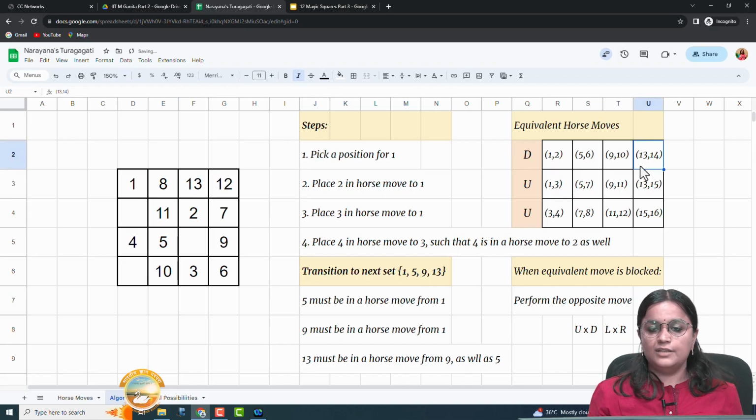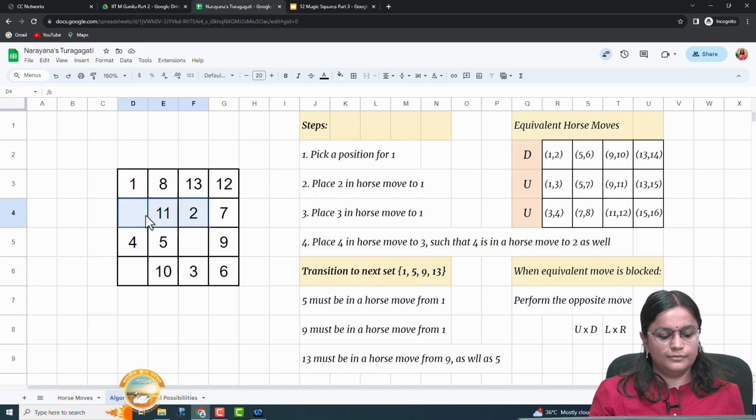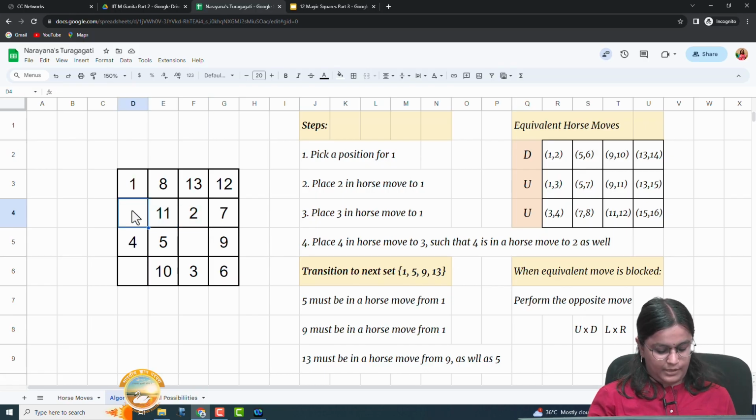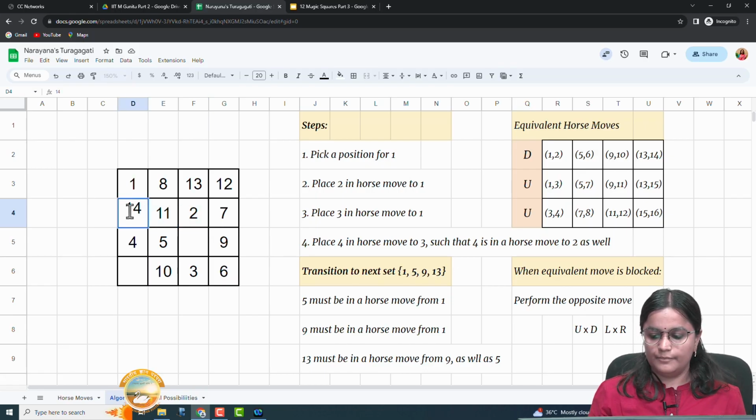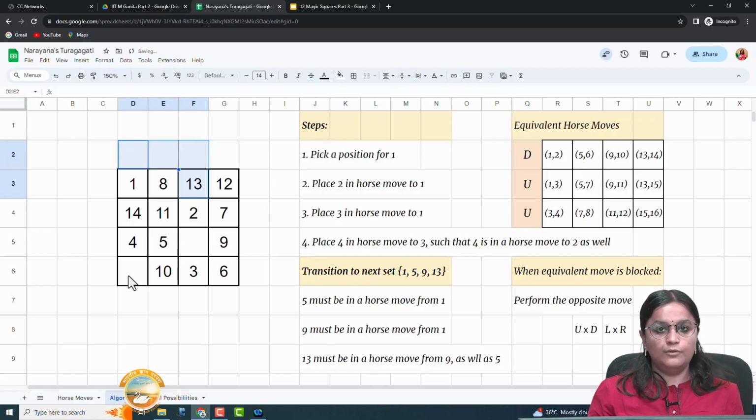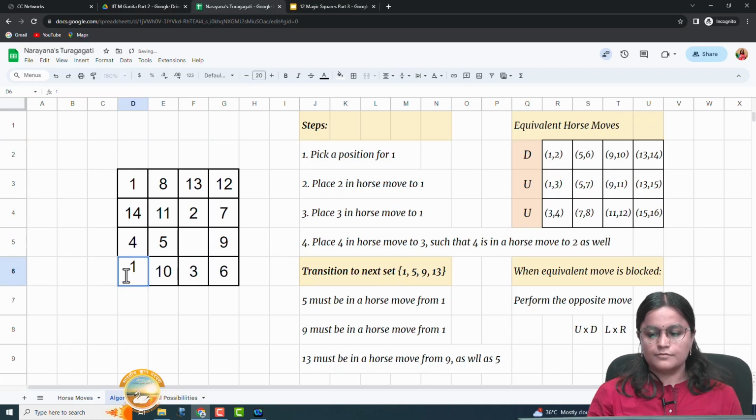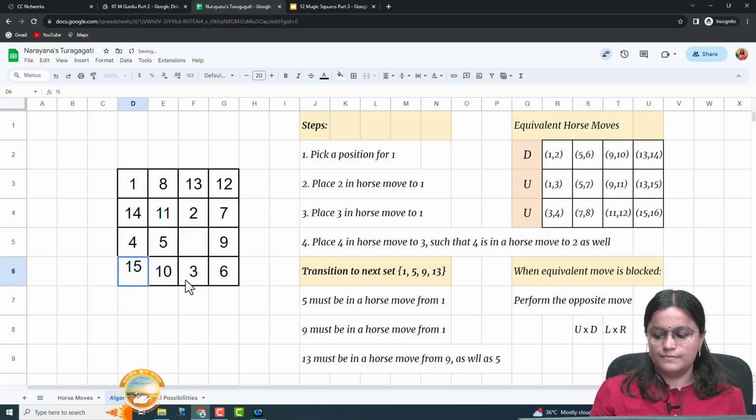Now, here we can see from our table that 13 and 14 must also be in a horse move in the downward direction. So, we go down and we place 14 here. 13 and 15 must also be in a horse move in the up direction. So, let us say from 13 we go up, wrap around and we place 15 over here.